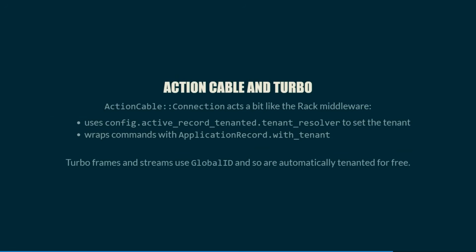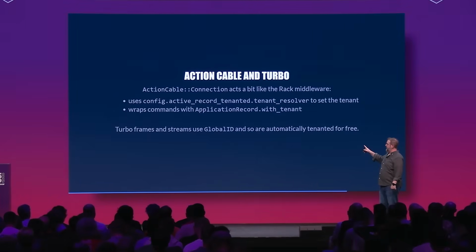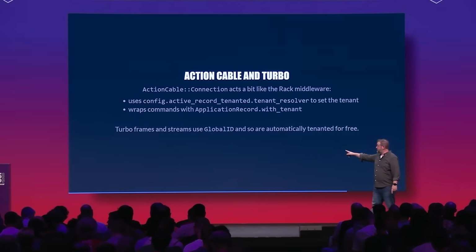Action Cable is a lot like the middleware, where we can use that tenant resolver proc that you've defined to figure out, on an Action Cable connection, which tenant is in the context for that connection. So every user will have a tenanted Action Cable connection, and then any commands will get wrapped with the tenant as well. And finally, Turbo frames and streams and a lot of other pieces of Rails use GlobalID under the hood, and so everything just gets tenanted automatically. Making GlobalID support tenanting really got me a long way.